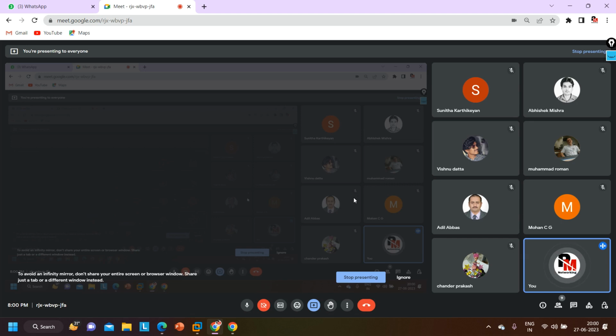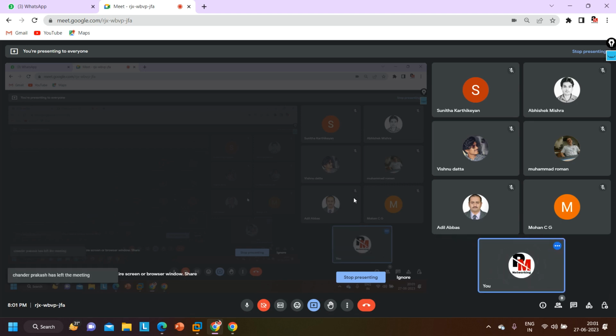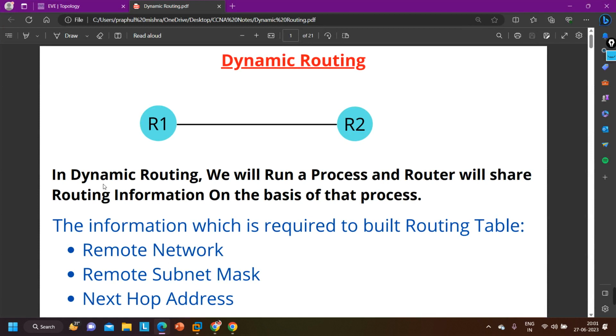because let's say we have thousands of prefixes coming from somewhere to a router, and you need to install those thousands of prefixes. Is it possible to configure the IP route command thousands of times? No. So in a large network, we cannot implement static routing. It will be very complicated. So that's why we come up with dynamic routing. In dynamic routing, we run a process on the router, and according to that process, the router will share routing information.